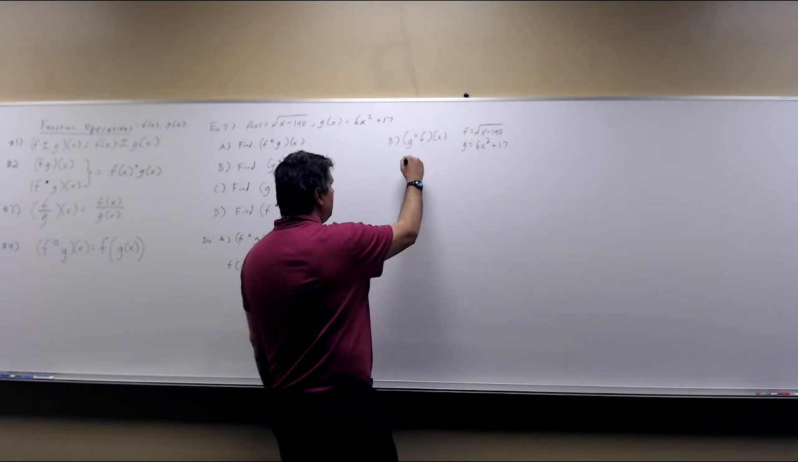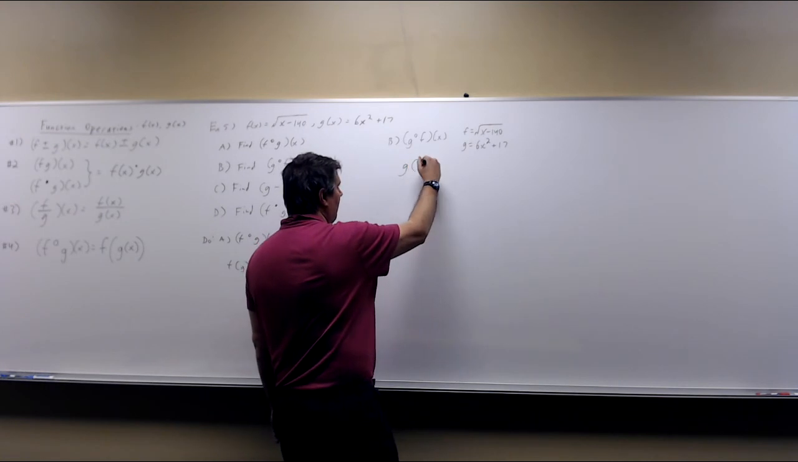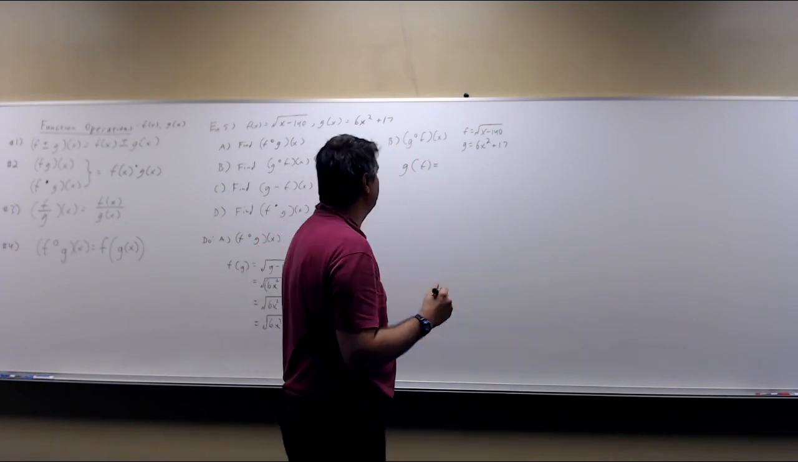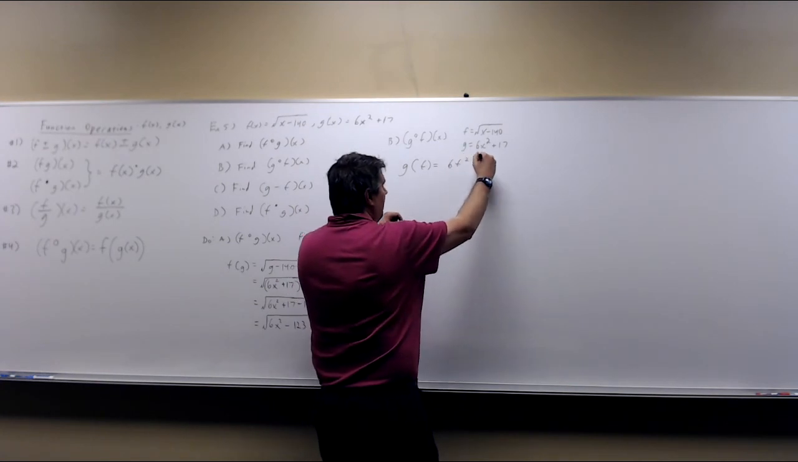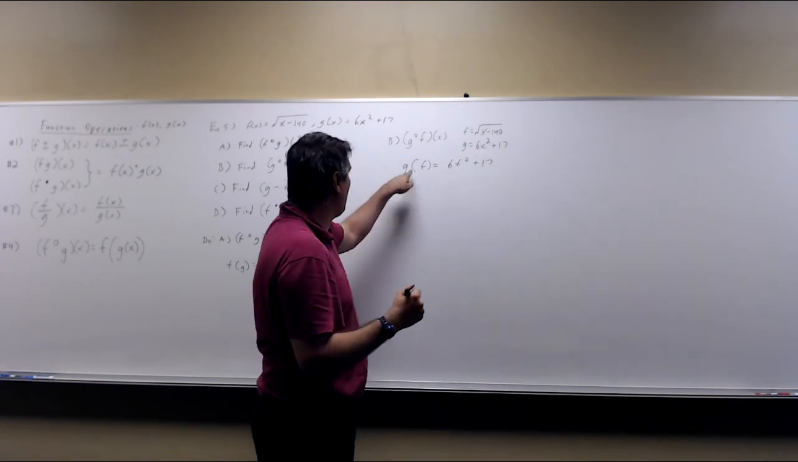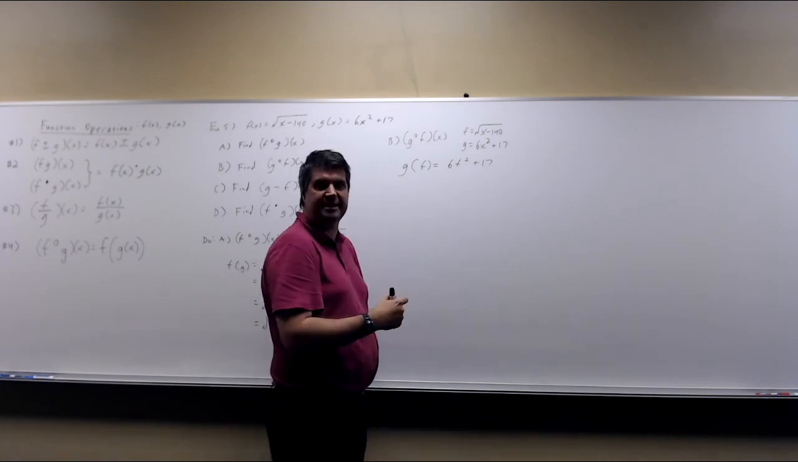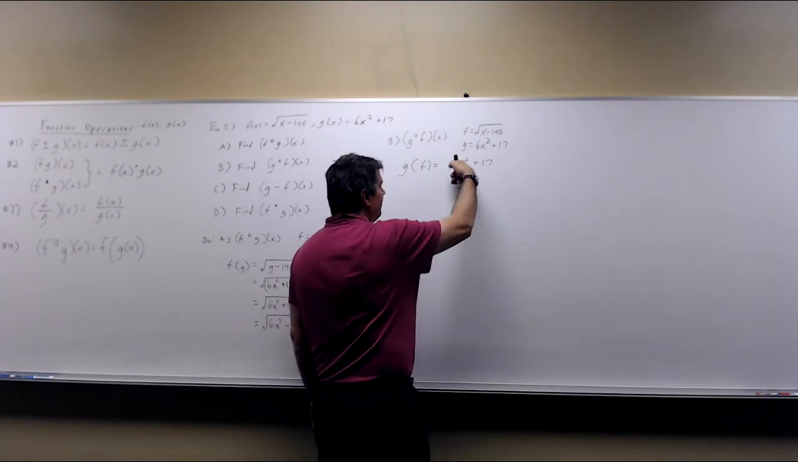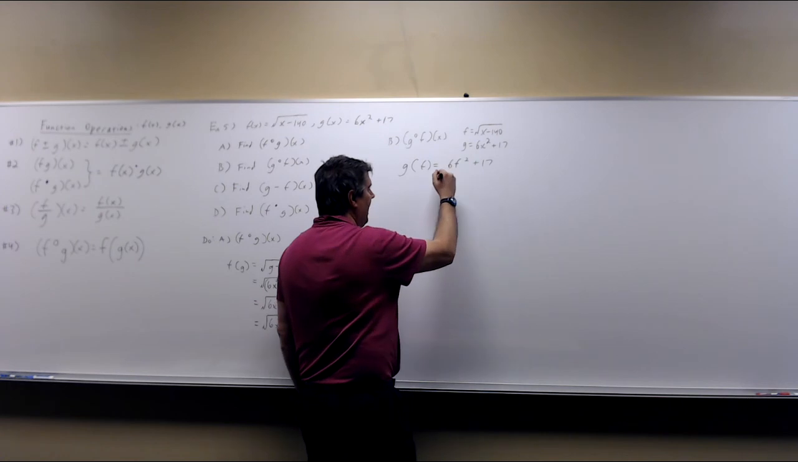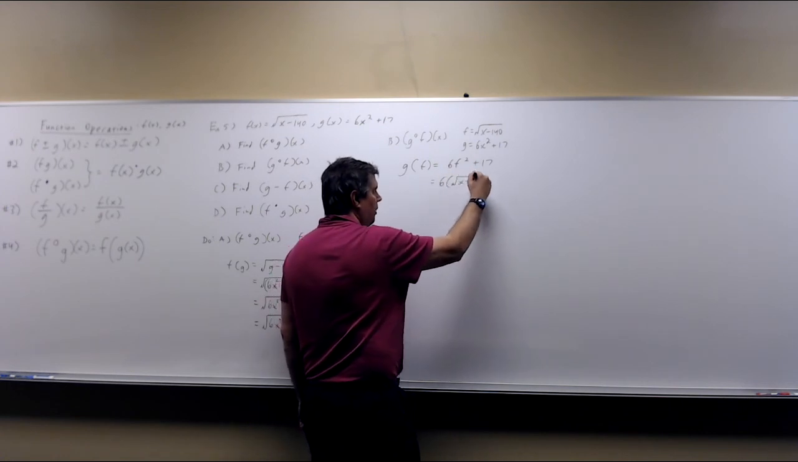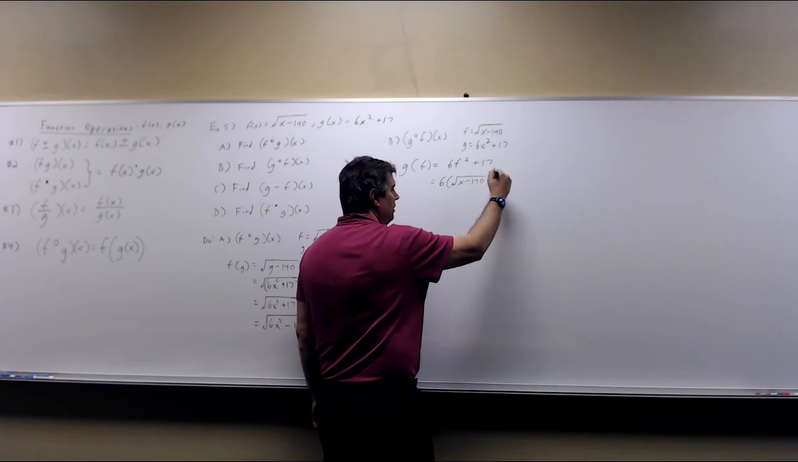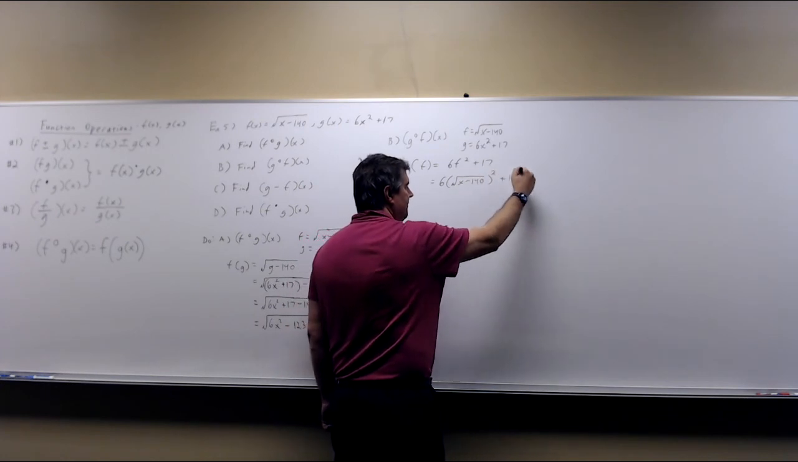All right, so g of f will equal 6 times f squared plus 17, because f is going into g. So 6f squared plus 17. And f is the square root of x minus 140. That's going to be squared plus 17.